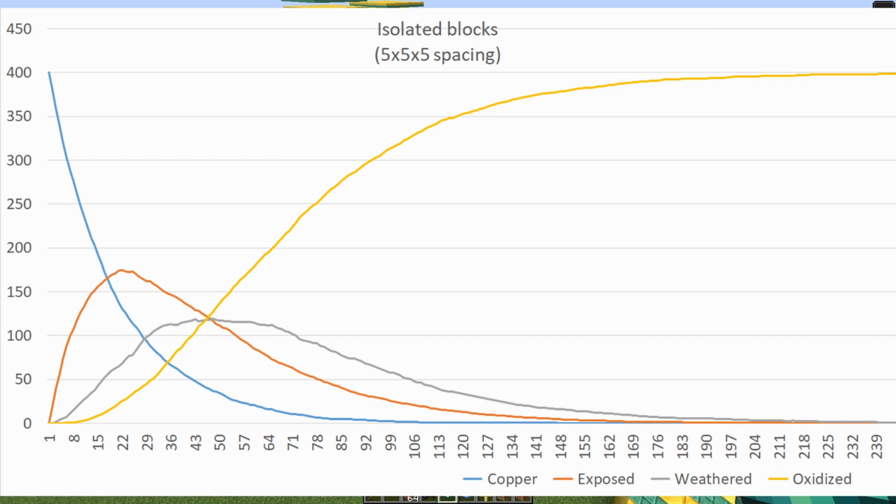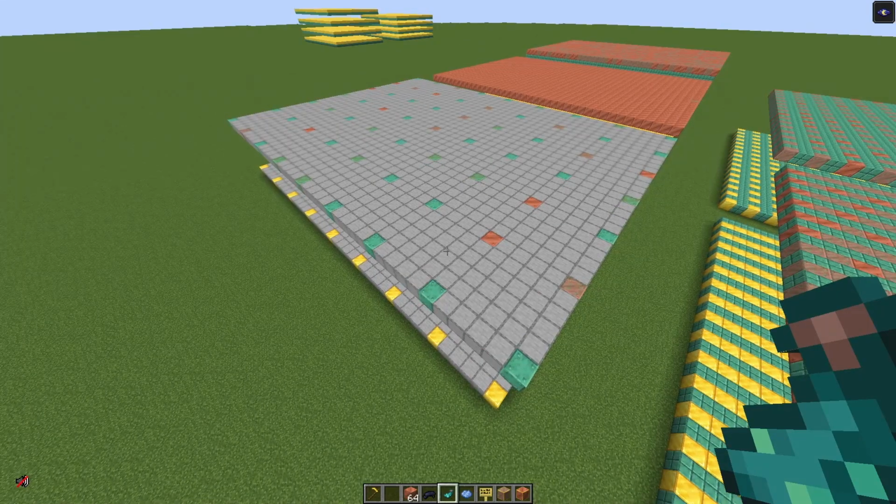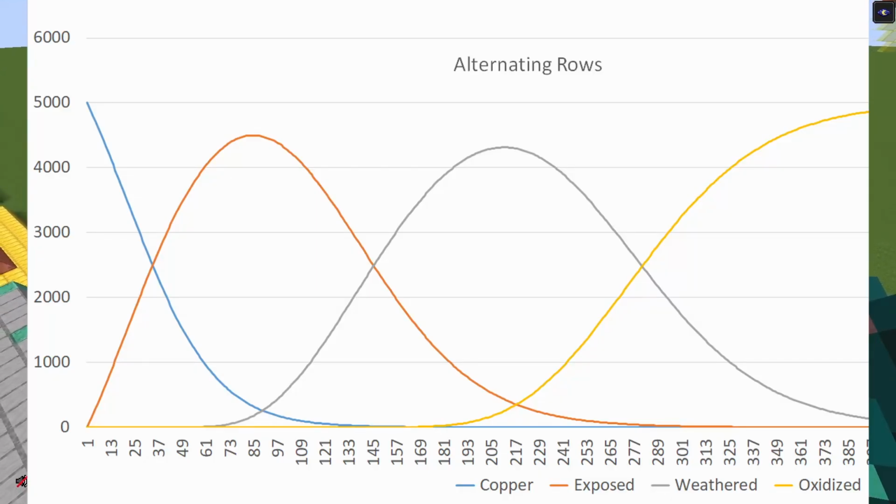And the yellow line is the number of fully oxidized blocks. It reaches half level after about an hour, and almost 90% after 2 hours. 90% of the blocks are oxidized after 2 hours. But we're talking about only 400 blocks in a 100 by 100 area. Next, here's the graph for my alternating row setup. In this case, we have 5,000 copper blocks instead of 400.